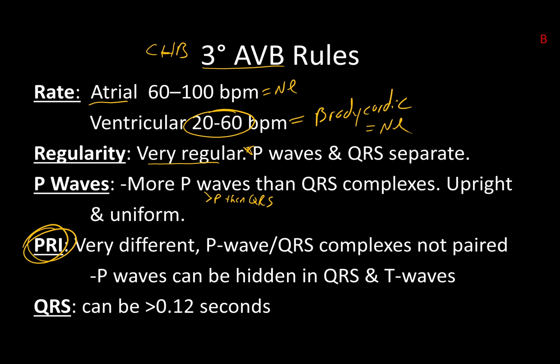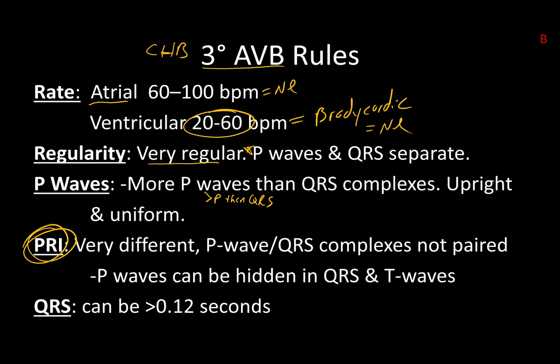When we talked about first degree block, the PRI was longer. When we talked about second degree blocks, the PRI either changed or was really consistent, right? There was a pattern to it, or it stayed the same. In a third degree block, it is just nuts. You can have one that's only 4 small boxes, and then 12 small boxes, and then 6 small boxes. It's just up, down, left and right. It's never the same thing twice in a row. And that's one of those clues that you have.